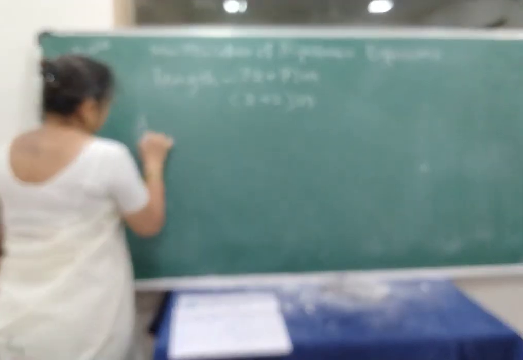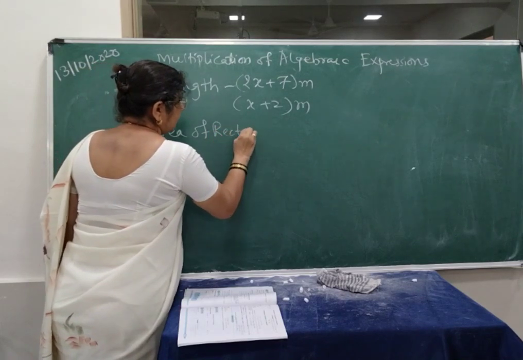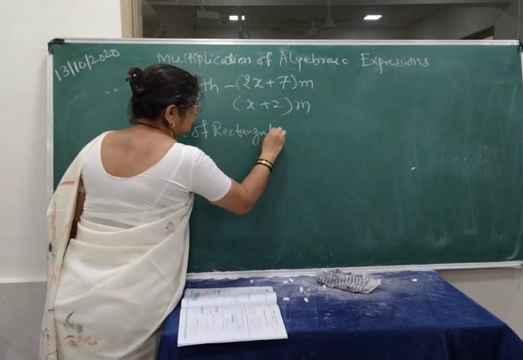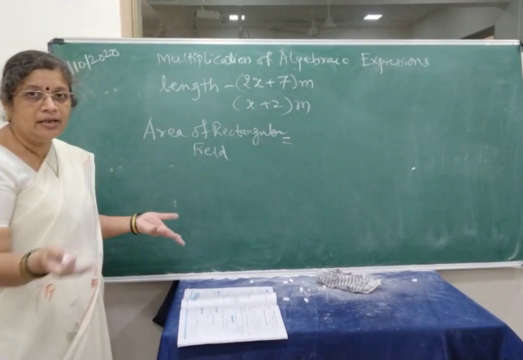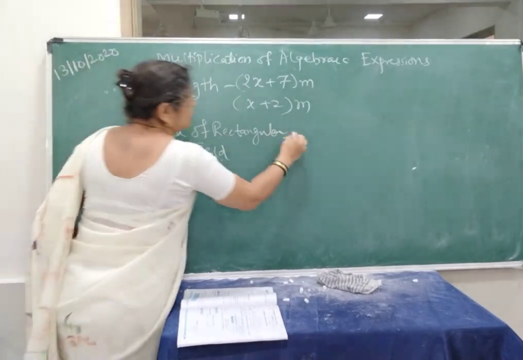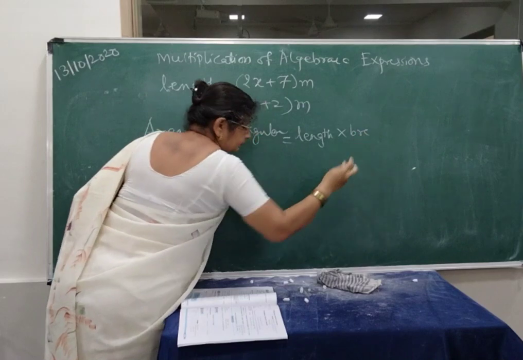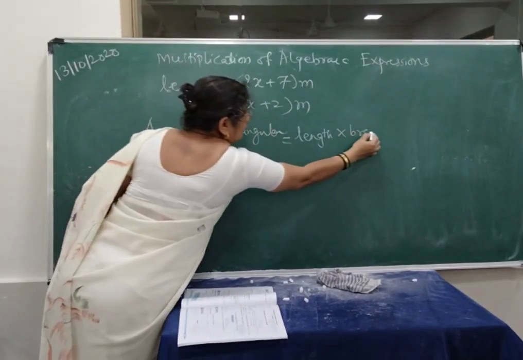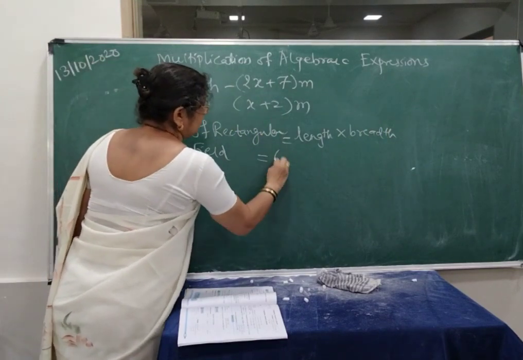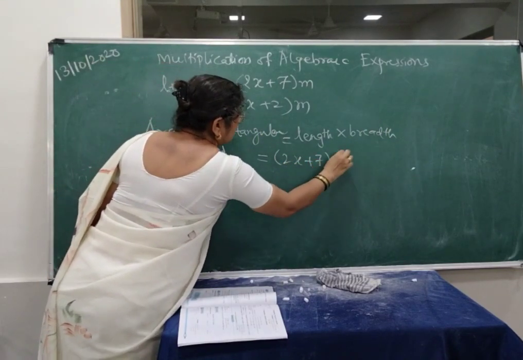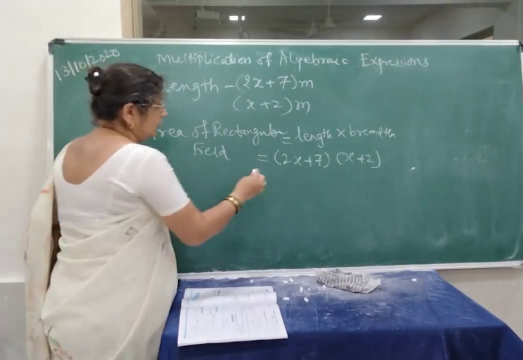So what is the formula for a rectangle? Area of a rectangular field is mentioned. So rectangular field means you will use the formula for the area of a rectangle. Area of rectangle is equal to length into breadth. So what you will do? Length is 2x plus 7 into x plus 2. Now when you are multiplying, what you will do?